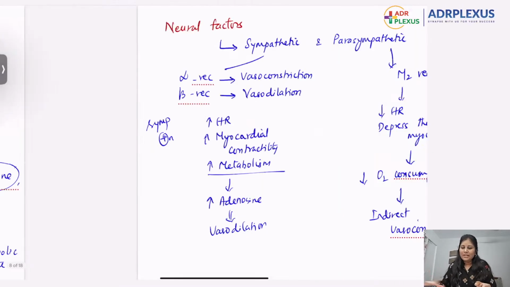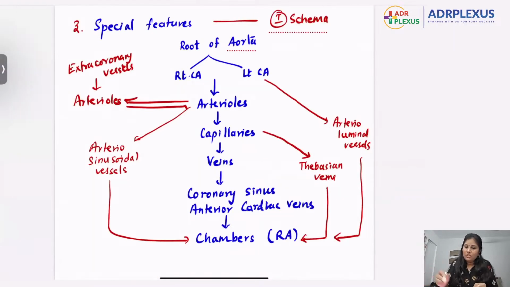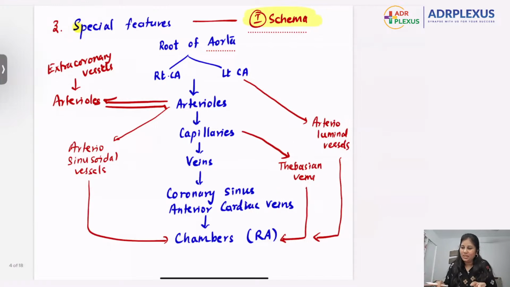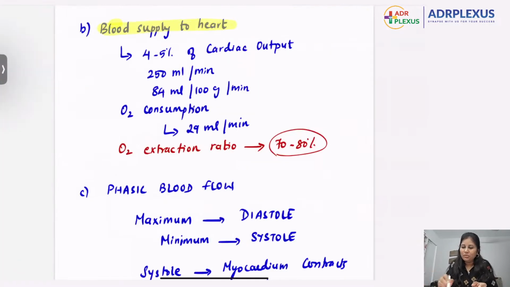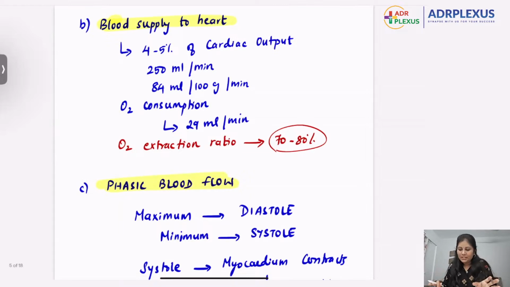Let us quickly sum up the headings alone of the salient features. First thing is special features of coronary circulation. The very first point is you have to write the schema of a particular circulation. Here, the coronary circulation, you have to draw this flow chart. If you are very good enough, you can draw the coronary circulation of the heart from the anatomy knowledge. Then the second point is blood supply to the heart. You have to remember these numbers, which is very important. Then the third very important point that you should never miss is the phasic blood flow.